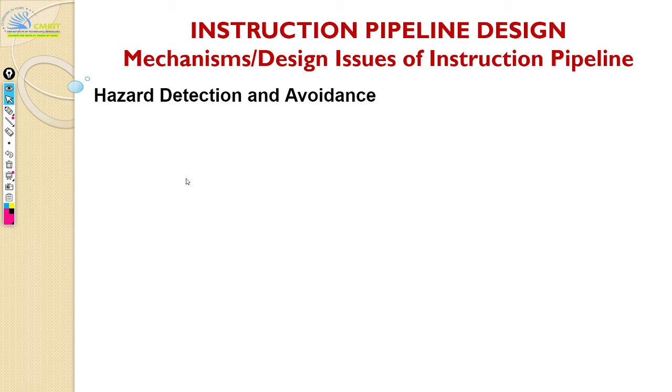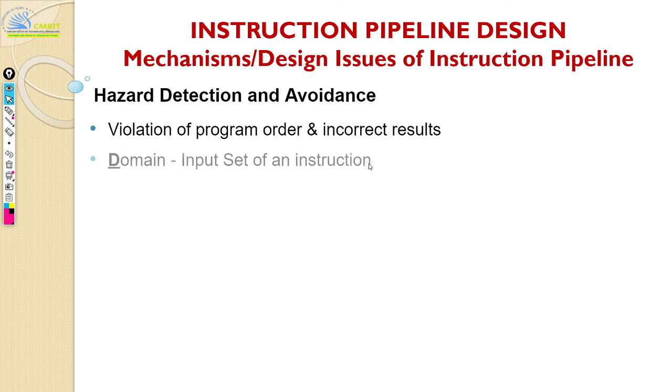Finally, we have something called hazards. Okay, hazard detection and avoidance. What are hazards? This is something that you already know. Hazards are something that violates the program order. Let us say we are doing instruction reordering. If you do the reordering in such a way that it violates the program order and thereby results in incorrect output, so you're going to get incorrect results because of that, then that is a hazard. You don't want a hazard, right?